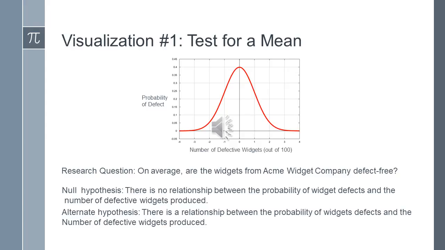Our visualization number 1, we are looking at the test for a mean. On the y-axis, we have the probability of defect. On the x-axis, we have the number of defective widgets out of 100. The research question is, on average, are the widgets from Acme Widget Company defect-free? The null hypothesis states there is no relationship between the probability of widget defects and the number of defective widgets produced. The alternate hypothesis states there is a relationship between the probability of widget defects and the number of defective widgets produced.